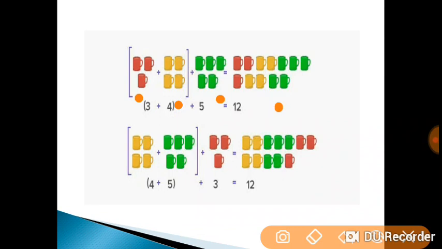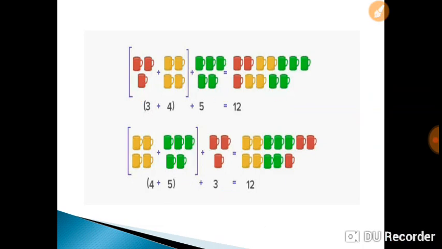Another way of addition is that first you add 4 yellow mugs and 5 green mugs. This will give you 9. To the sum, when you add 3 red mugs, you will get the total number of mugs again as 12, which indicates that you can add any 2 numbers first, and to the sum you can add the third number. The result will remain the same.